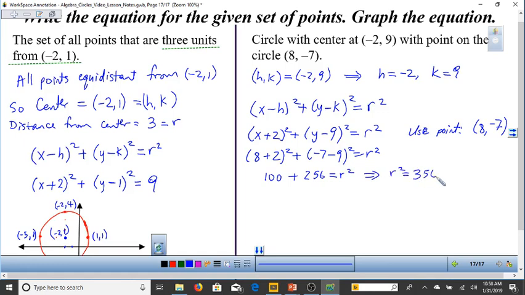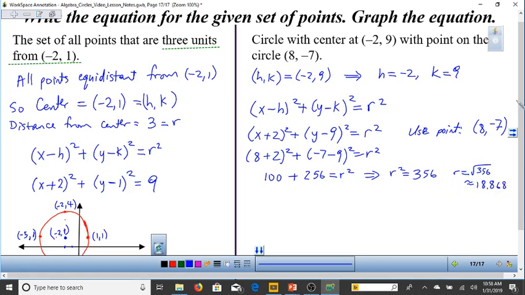And if we want to find out what r is, we just do the square root of 356, and that will give an approximate value. So r is equal to the square root of 356, which is approximately 18.868. Not exact, but I'm just doing that for an estimate for the graph.